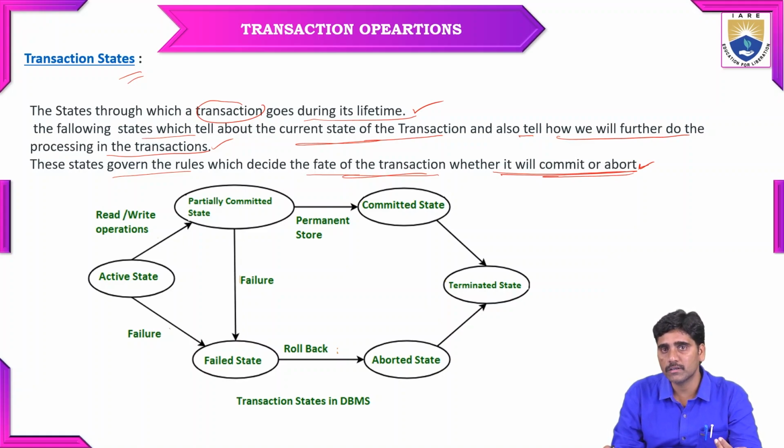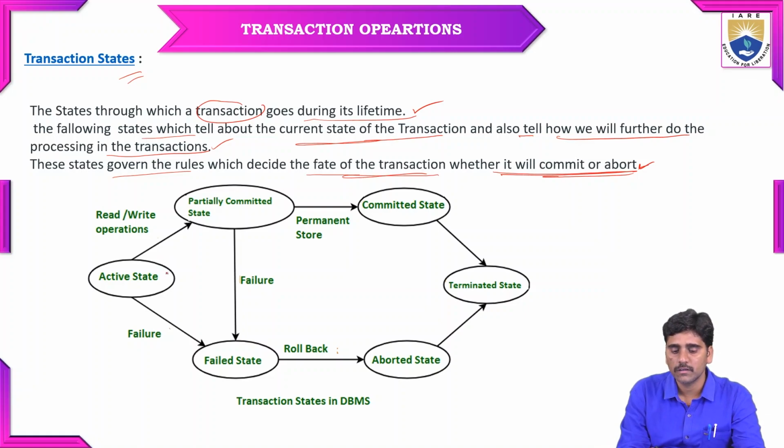So whenever the transactions are started and processed, at that moment each and every step of progress is maintained in a certain state. All those states are implemented to complete your transaction from the very start. So what are the states?